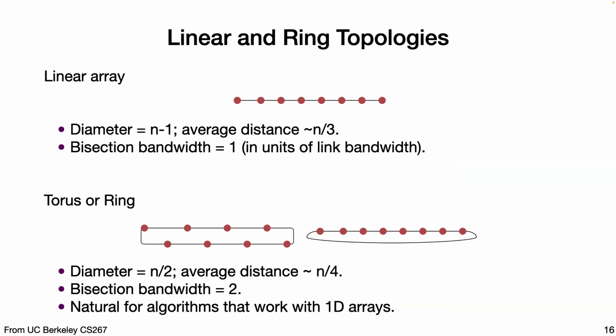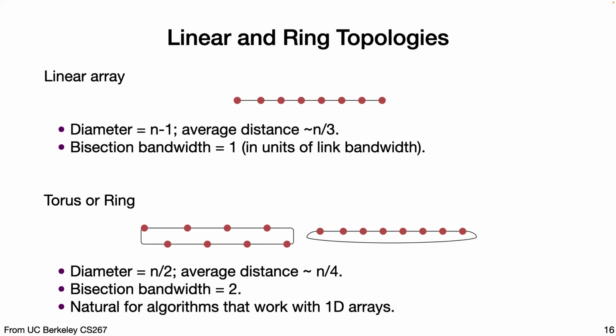The simplest topology is a line. You have your nodes, they're not all connected to each other, just everybody has one neighbor. The diameter is n minus 1, because that's the shortest path between the two farthest nodes, the max over any of the paths. The average distance is n over 3. The bisection bandwidth is 1, because you can cut any of these links, and then it would become disconnected.